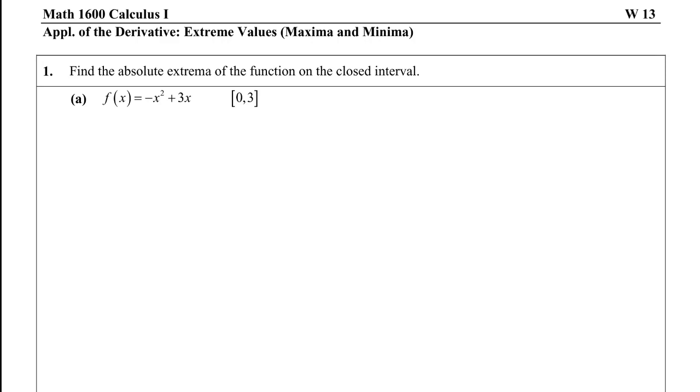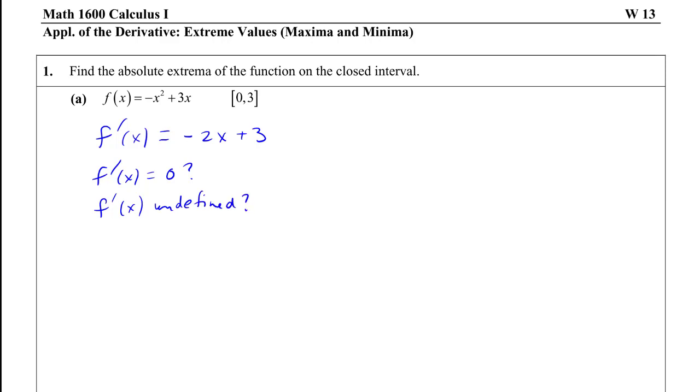And again, the way we're going to do it is find critical numbers, so that's going to start with the derivative, negative 2x plus 3. Two questions: derivative equal to 0, derivative undefined. I need to know if there are values that fit this. So derivative equal to 0: negative 2x plus 3 equals 0, I'm going to get x is 3 halves. Derivative undefined, none. There aren't any places where negative 2x plus 3 is undefined.